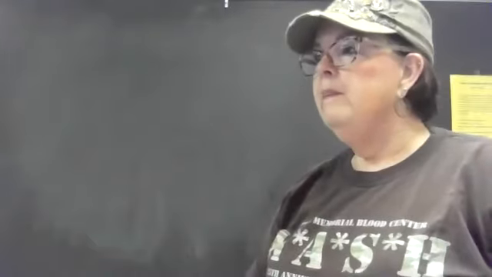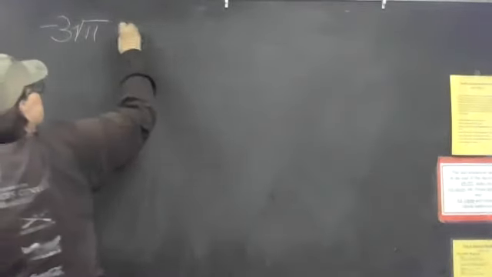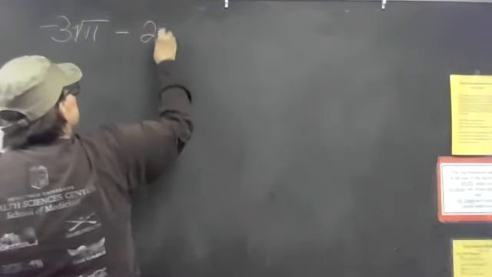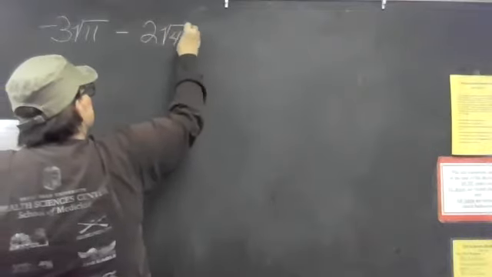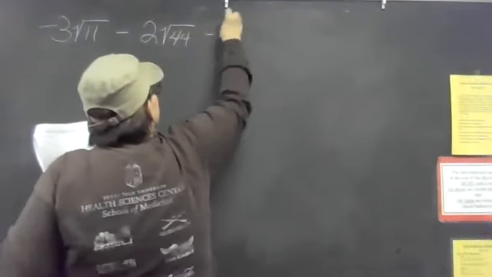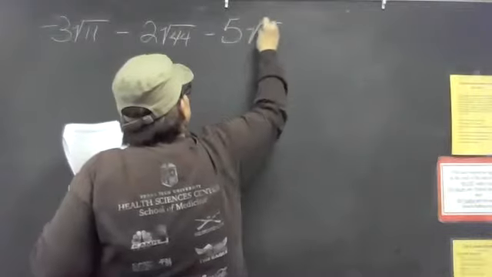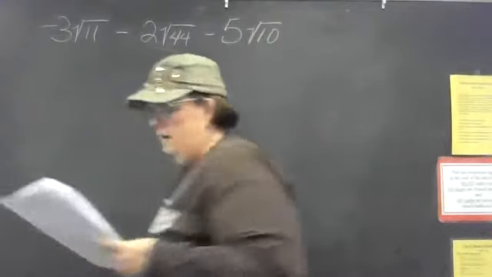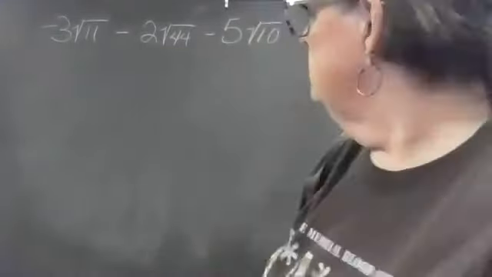Okay, let's go to number 4. Number 4 looks pretty scary, right? It looks scary, however, we're okay, because we're not scared. Minus 2 square root of 44 minus 5 square roots of 10. Okay, yeah, it could look a little scary.